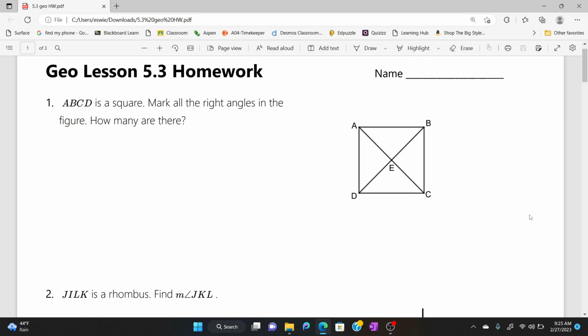In this video, we're going to be talking about 5.3 homework. We're talking about special parallelograms, including rhombuses, rectangles, and squares.